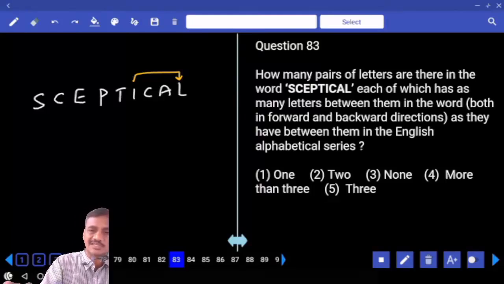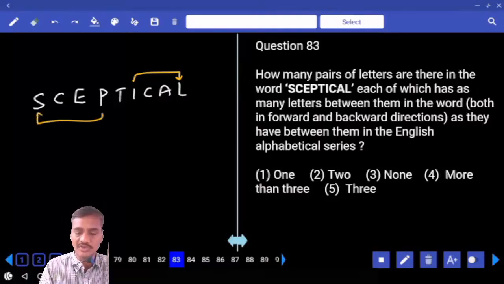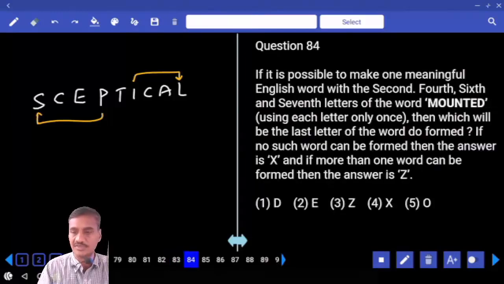And again in the reverse, L, M, N, O, P, Q, R, S, T, and so on. How many pairs do we have? Only 2. Only 2, that is choice 2, question number 83.